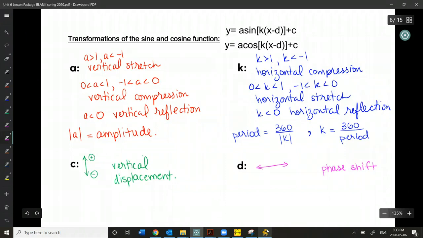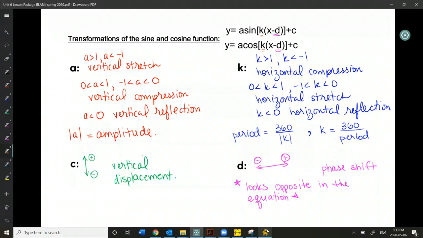Okay, and if d is positive or negative, that will shift our graph left and right. But remember, with the d value, it looks opposite of what it is in the equation. So this still holds true because of this negative that we see in here. So if d is positive, it will actually look negative in the equation, and vice versa. Okay, we also want to just take note and make sure that the k value is common factored out from the x and d, or we won't see the proper d value shift. So always make sure that k is common factored.